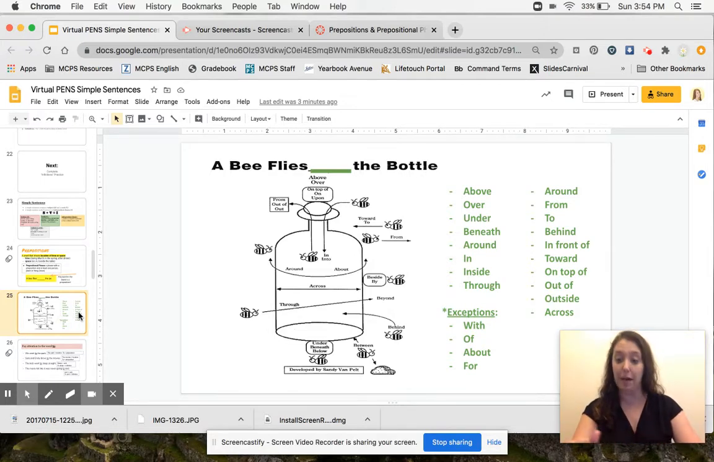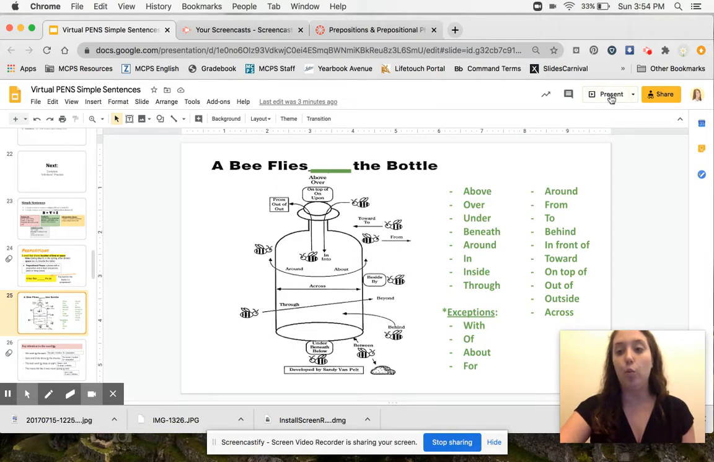We do have some exceptions, like the word with. The bee can't fly with the jar because the jar doesn't fly, but the bee can fly with another bee or with a butterfly. So with is still a preposition. Other exceptions are words like of, about, and for. And again, you don't have to memorize these, but this is just an overview of prepositions so that you can recognize them in a sentence because they are part of an independent clause.